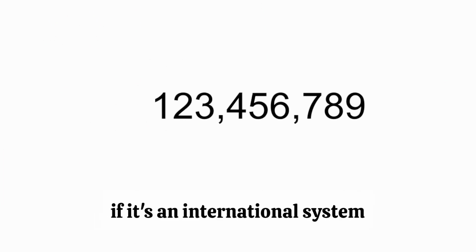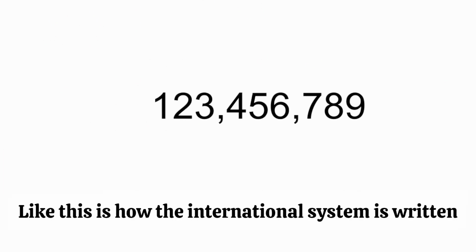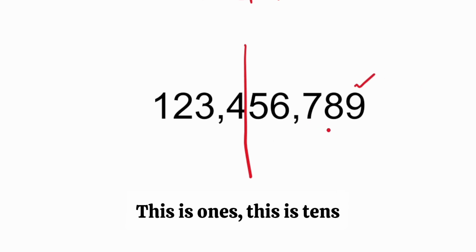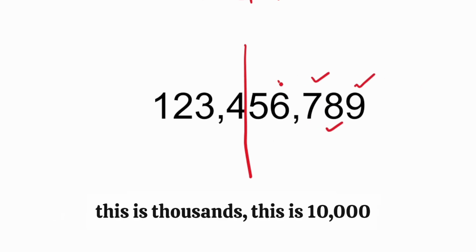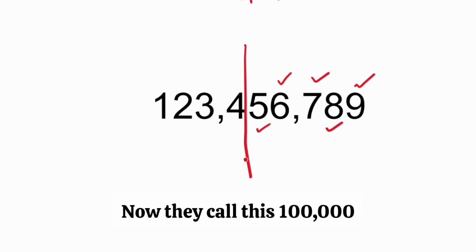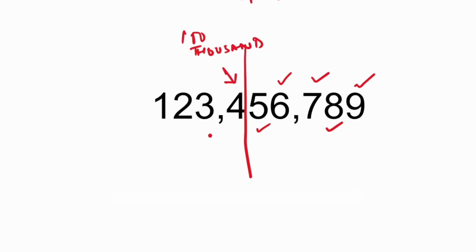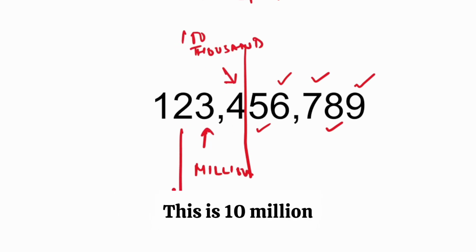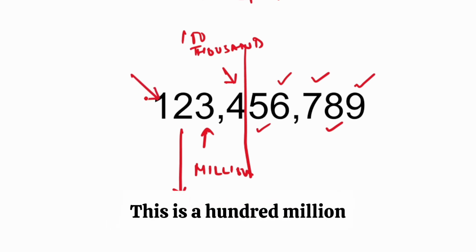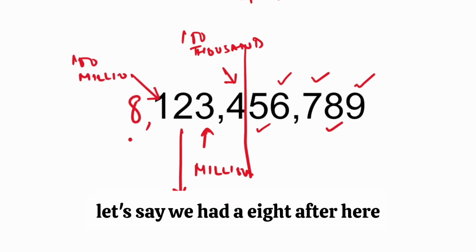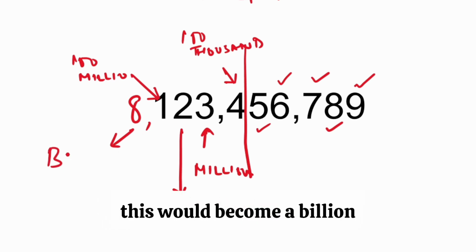Let's see what happens if it's an international system. Like this is how the international system is written. So up to here, everything remains the same. This is ones, this is tens, this is hundreds, this is thousands, this is 10,000. Now they call this 100,000. The place is called 100,000. This is called a million. This is 10 million. This is 100 million. And if we had one more number after this, let's say we had an 8 after here, this would become a billion. This is the place value.